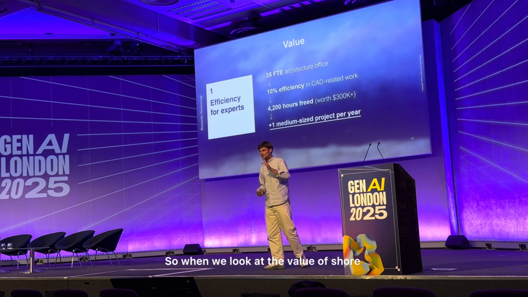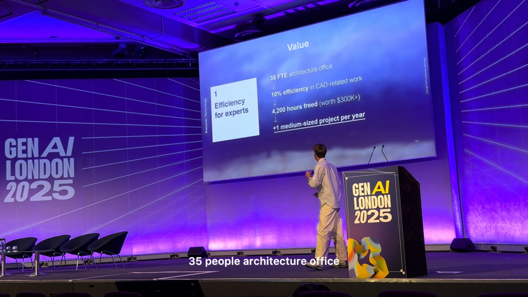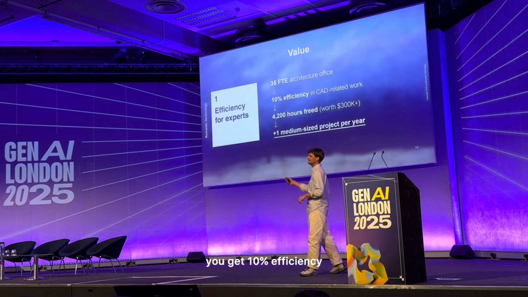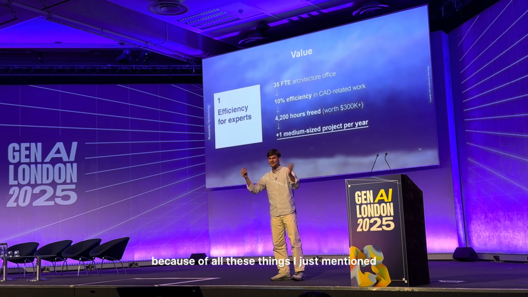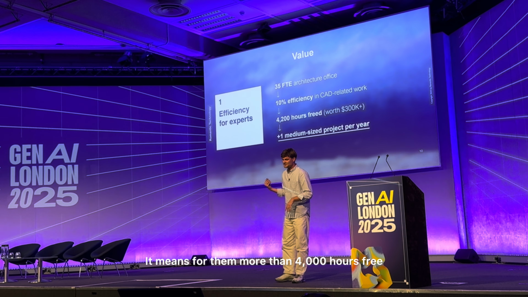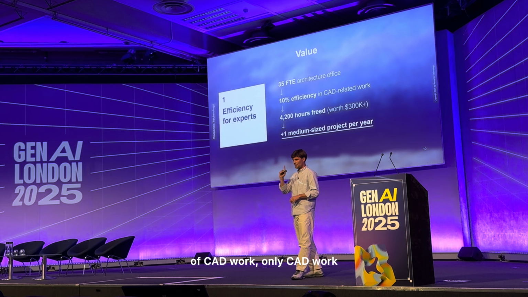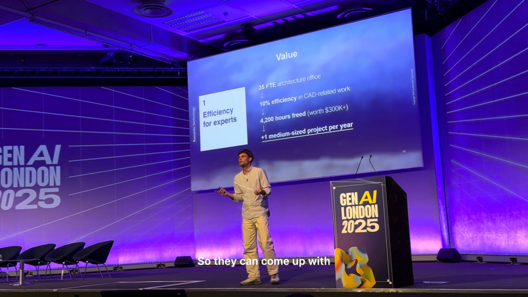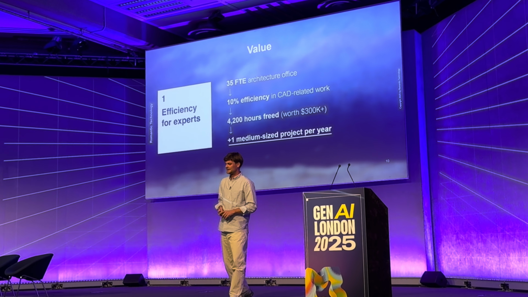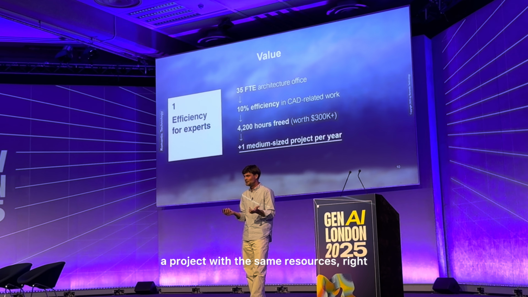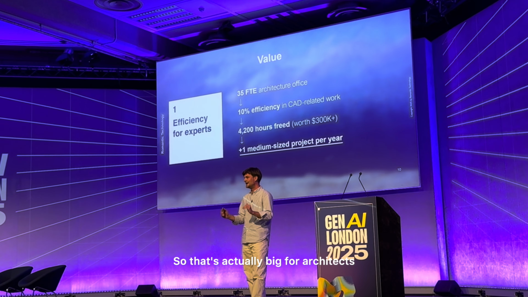So when we look at the value now, for sure, looking at the 35 people architecture office, you get 10% efficiency because of all these things I just mentioned. It means for them more than 4,000 hours freed of CAD work, only CAD work. So they can come up with another medium-sized project with the same resources, right? So that's actually big for architects.